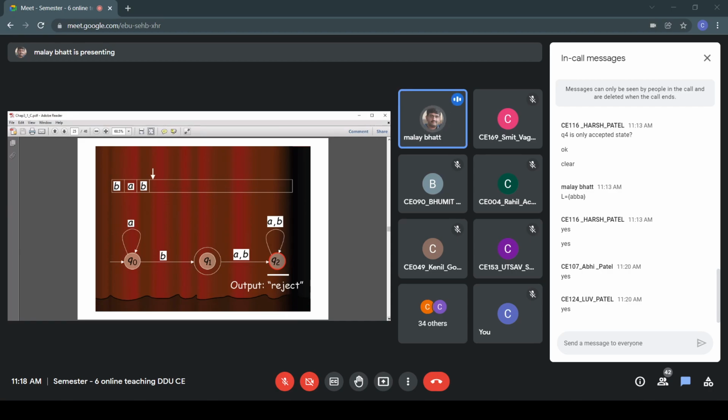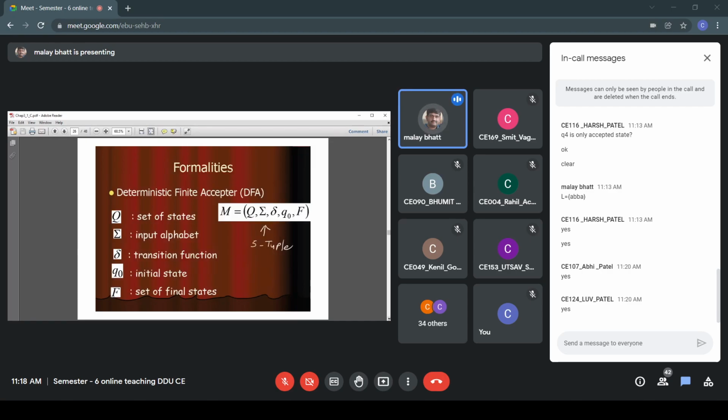From Q1 also there are two outgoing arrows, one for input A, another for input B. From Q2 also there are two outgoing arrows, one for input A, another for input B. So you have a clear, unique path. There is no ambiguity in that.